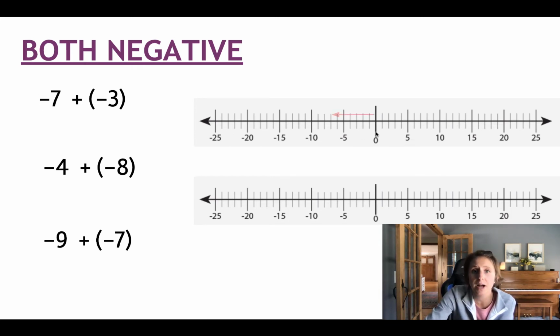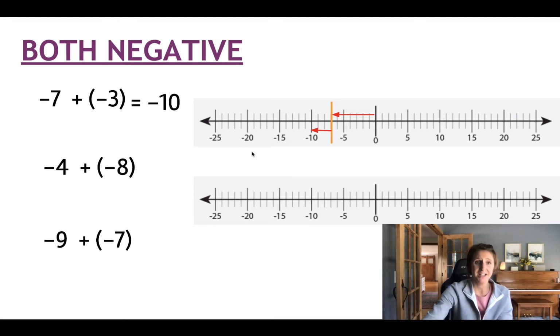So from 0, I'm going to take 7 steps in the negative direction. I'm at negative 7. Now, am I going to take 3 more steps in the negative direction or 3 more steps in the positive direction? Look at what sign is associated with this 3. Negative. So I'm going to take 3 more steps in the negative direction from my negative 7, which brings me to negative 10. So we walked further into negative land when both integers were negative.